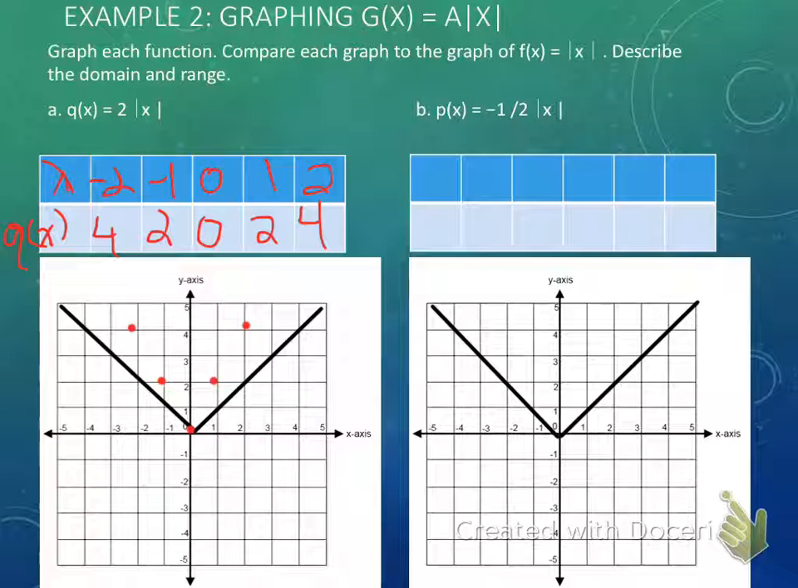So if you notice, what we've done is taken that original graph and shrunk it, and made it a little bit closer together V.